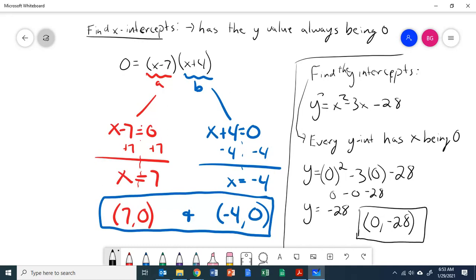So basically, to find your x and y-intercepts, you just need to put in 0 for the correct value, x or y, and solve. For finding the x-intercepts, you're going to have to use the zero product property. Okay, to find the y-intercepts, you're going to need to just put 0 in for x.